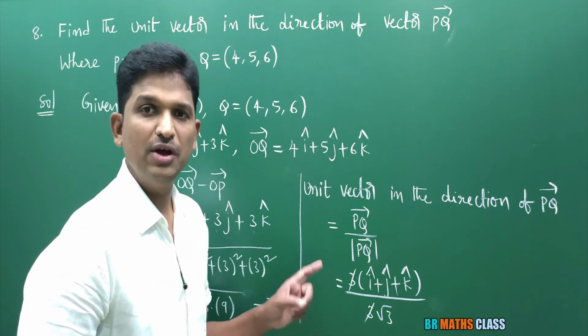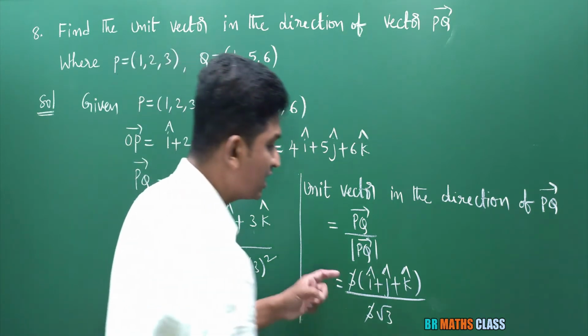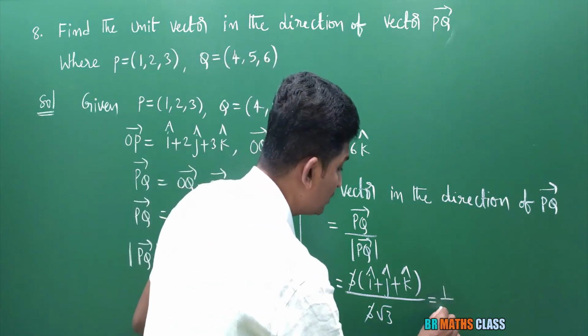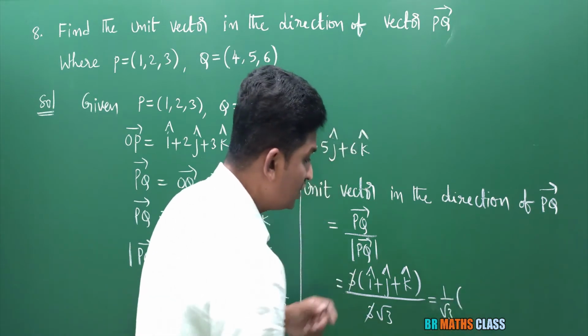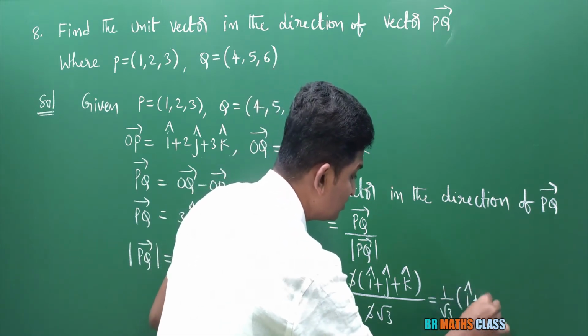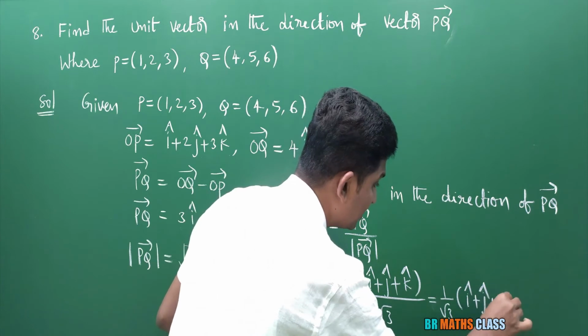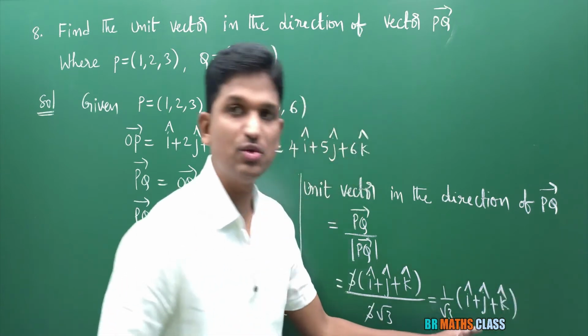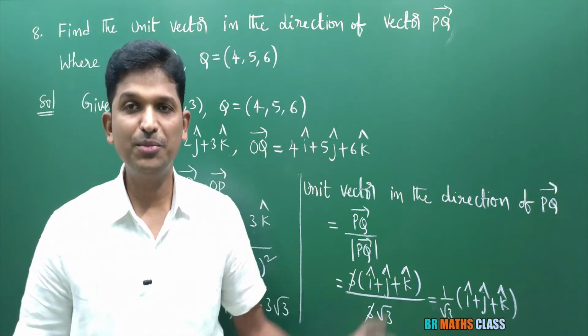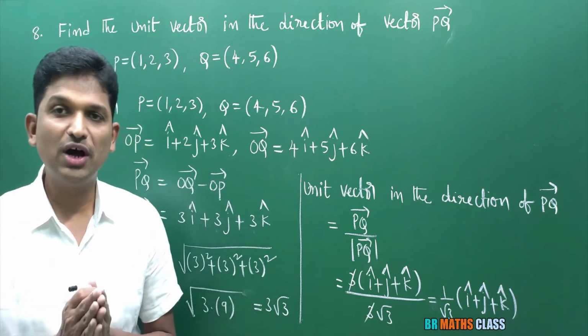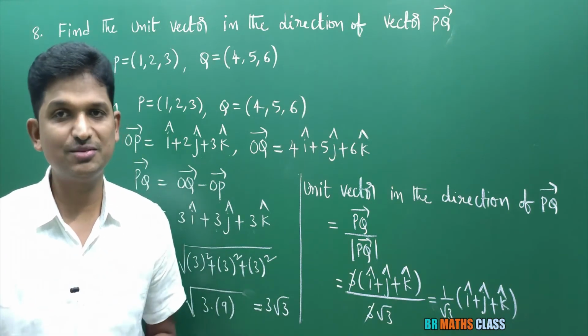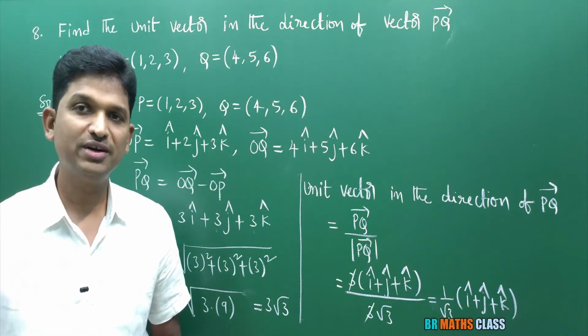If you want to simplify, one more small simplification step you can write. This whole divided by root 3 can be written as 1 by root 3 into i cap plus j cap plus k cap. This is the unit vector in the direction of PQ bar. I hope you understand the solution for this problem. Now we will move to the next question.